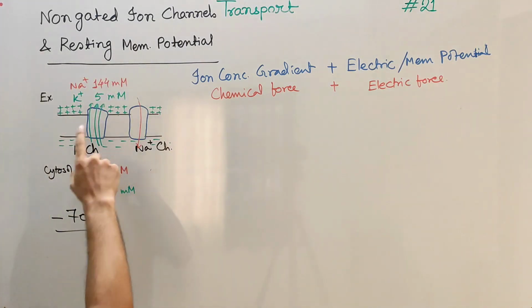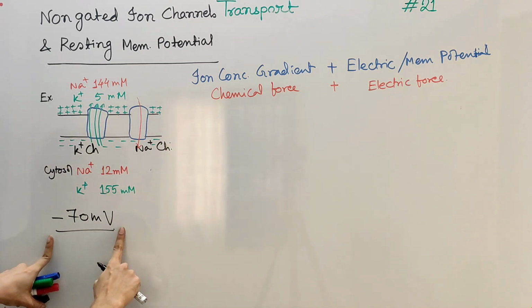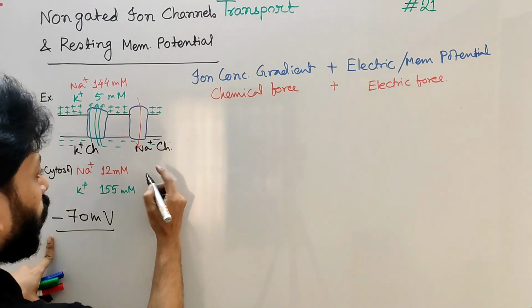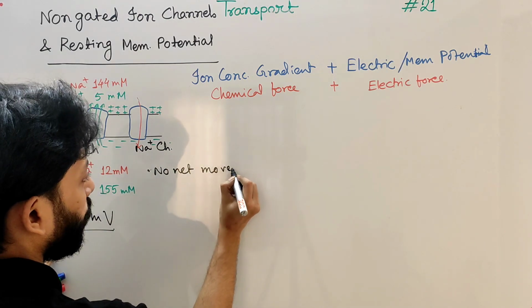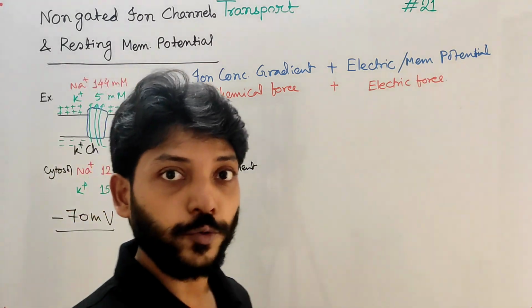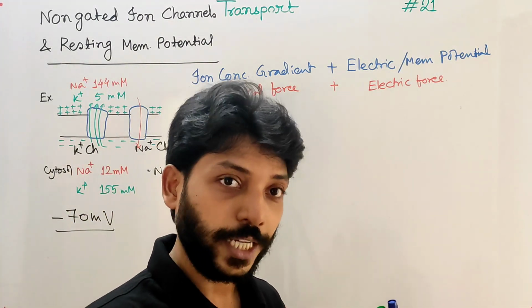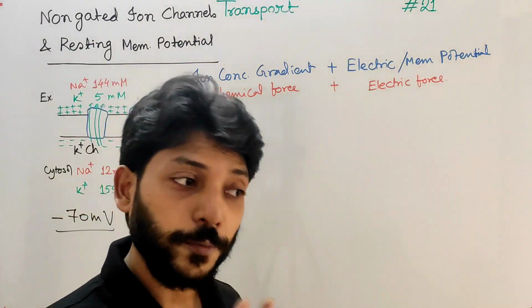That means there will be no net movement of potassium. So at minus 70 millivolt, scientists found that no net movement of ions occurs. Now this is not only for potassium ions but for all ions. So in resting or unstimulated conditions, cells do not show net movement.